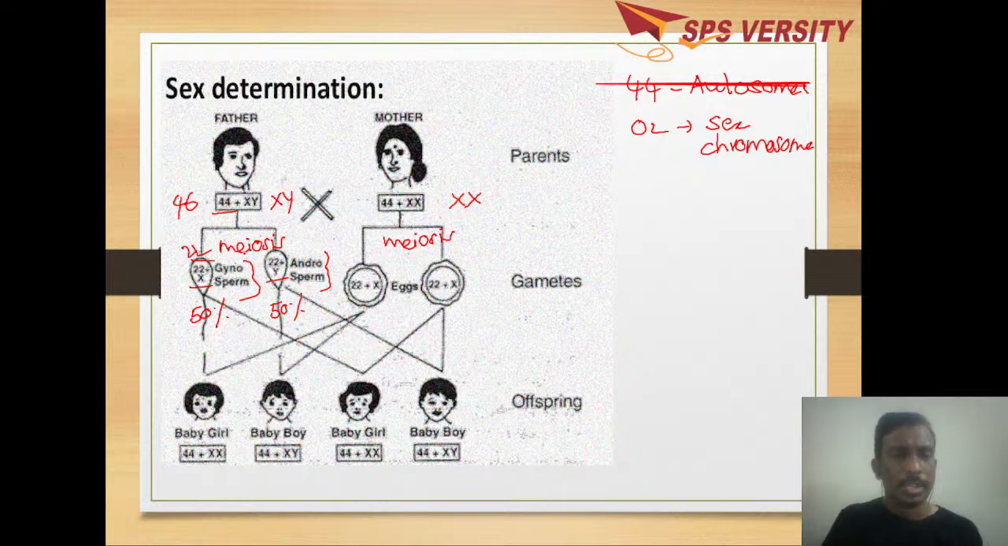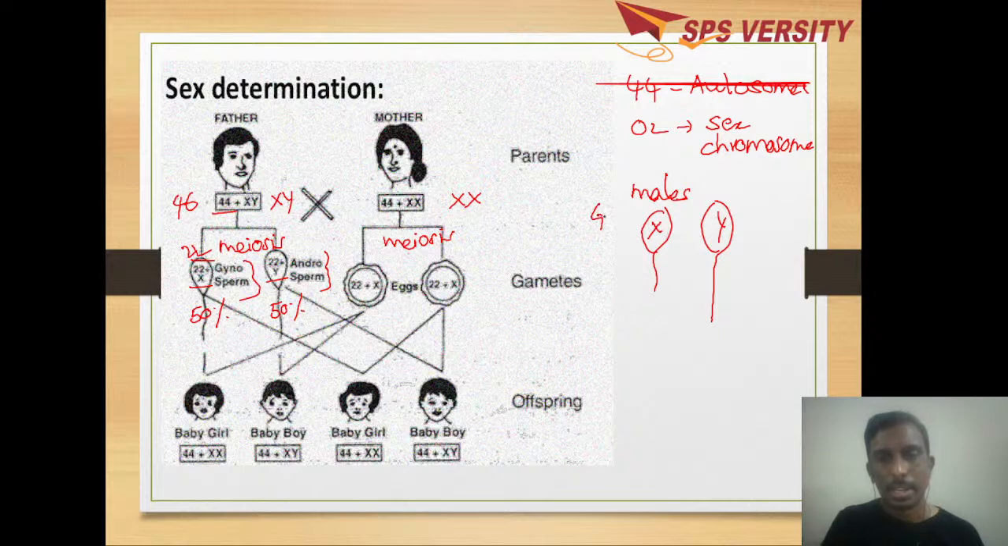That means in males, 2 types of gametes are formed. That is, male gametes with X chromosome and male gametes with Y chromosome. Here we can see gynosperms and androsperms. Gynosperms means sperms which have X chromosome. Androsperms means sperms which have Y chromosome. That is, in males there are 2 types of gametes.